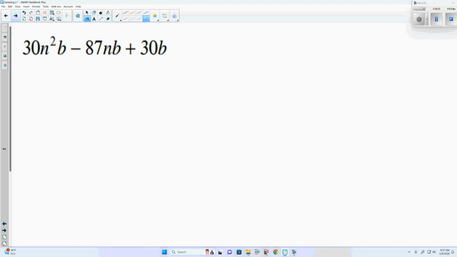So if we're looking at 30, 87, and 30, one number that we know will go into all three is what? 3, yes? Could there be one bigger? Maybe. But we do know 3 for sure, yes? So we can start off by factoring out the 3. Is there anything else in common with all 3 terms? B, because we do have a B in every single one, so we can factor 3B out.